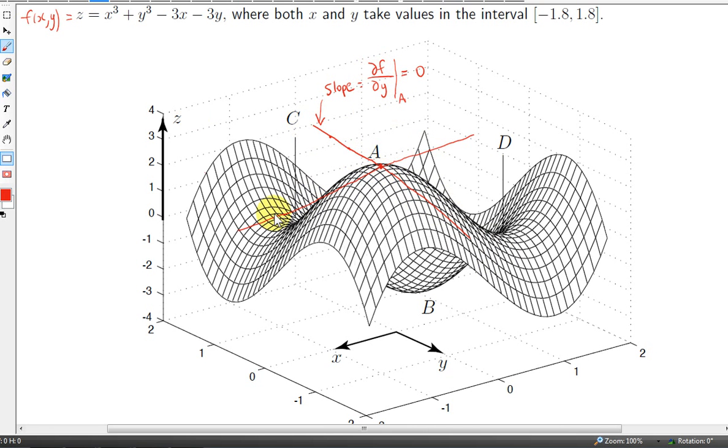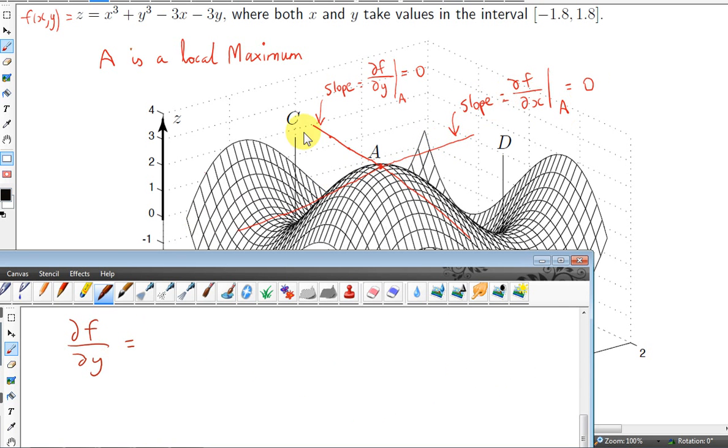Now let's consider this line here. This is a tangent at the point A, but it's entirely in the x direction. Its slope is the partial derivative of f with respect to x evaluated at A, and that will be 0. It's a horizontal line, its slope is 0. Okay, let's go and get these partial derivatives.